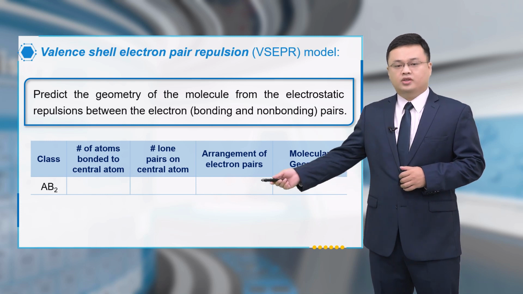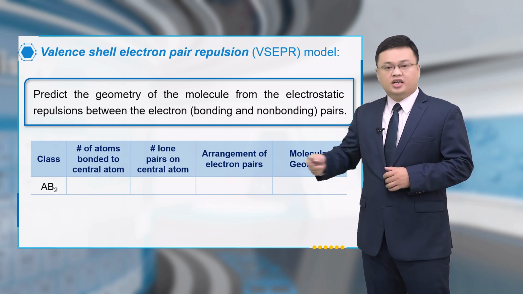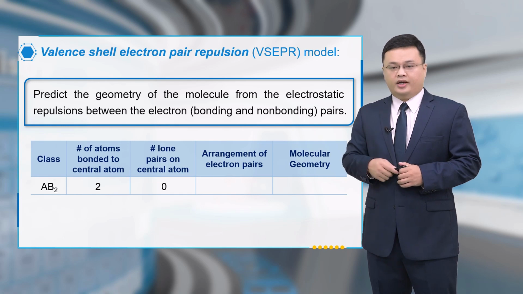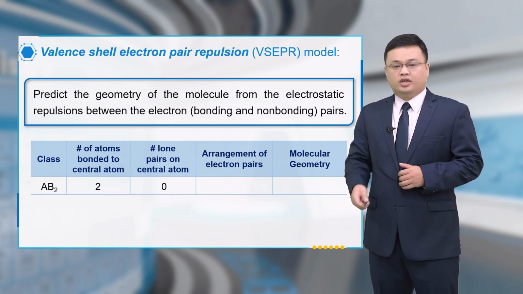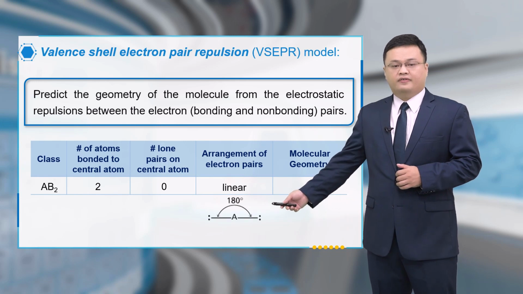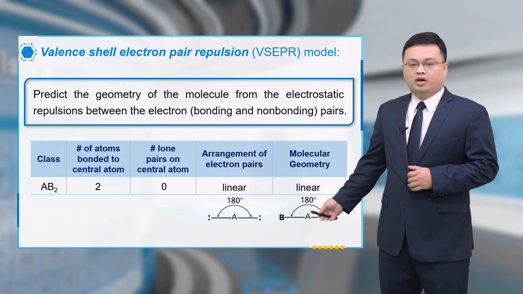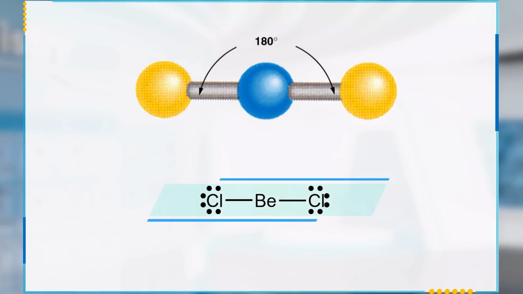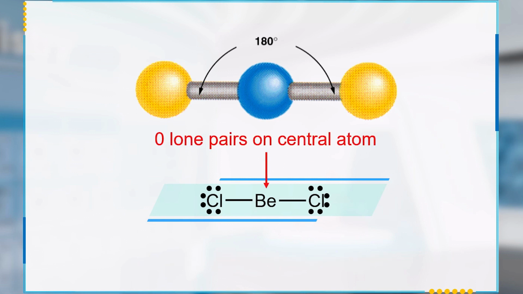First one, AB2 molecule. In this type of molecule, there are two atoms bonded to the central atom, but zero lone electron pairs on the central atom. In this regard, both the arrangement of the electron pairs and the molecule geometry are linear. Take beryllium dichloride, for example. There are no lone electron pairs on beryllium, but only two single bonds with each chloride. The geometry is then linear.